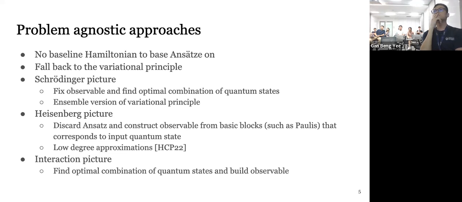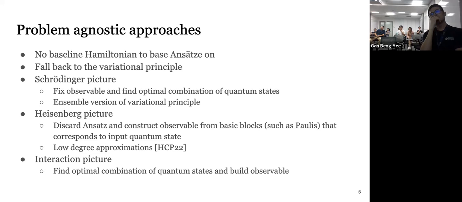Basically, the idea is to fall back to the variational principle. We take a variational ansatz, and then we try to create multiple fixed ansatz based on that, and we find the optimal solution. There are three ways of looking at this approach. These ideas are inspired by the different pictures of quantum mechanics, but they're not exactly the same as the time evolution stuff. But this is generally the inspiration.